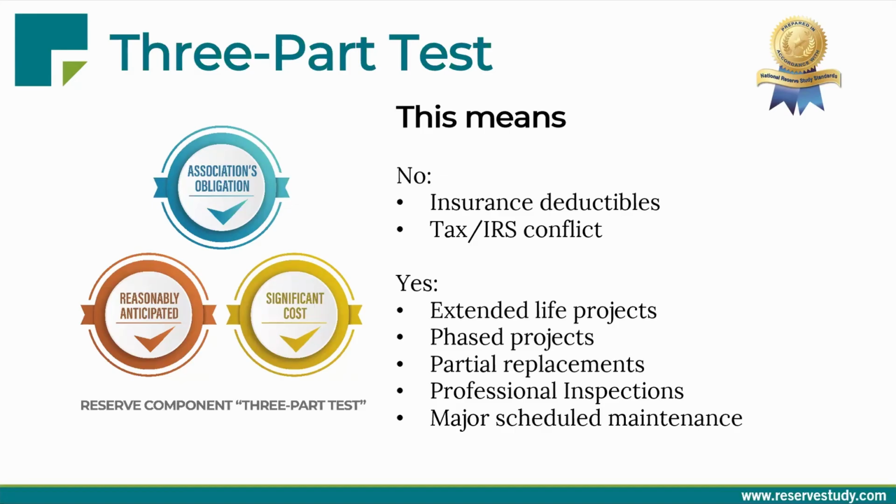And the bottom line is, do your taxes according to tax standards and do your reserve planning according to reserve standards. And Christian's been talking about your major projects that are the association's obligation, right? Reasonably anticipated and a significant cost. So do your reserve planning based on those 3 standards, not tax standards.